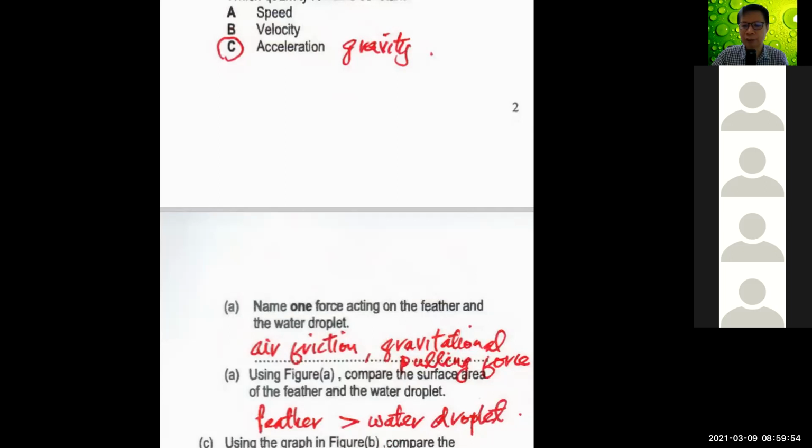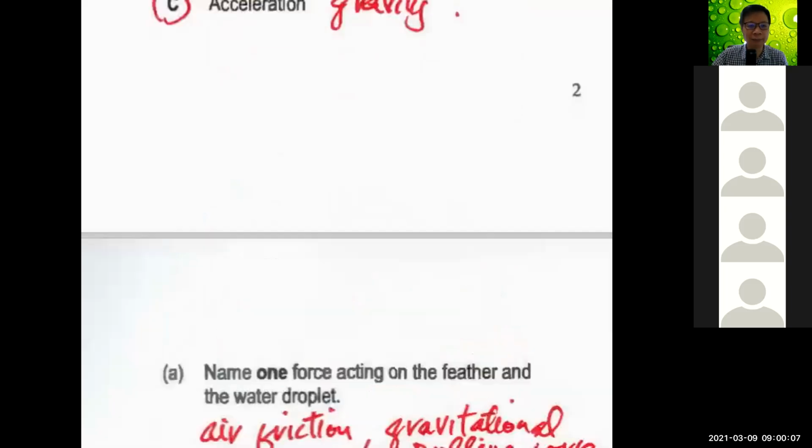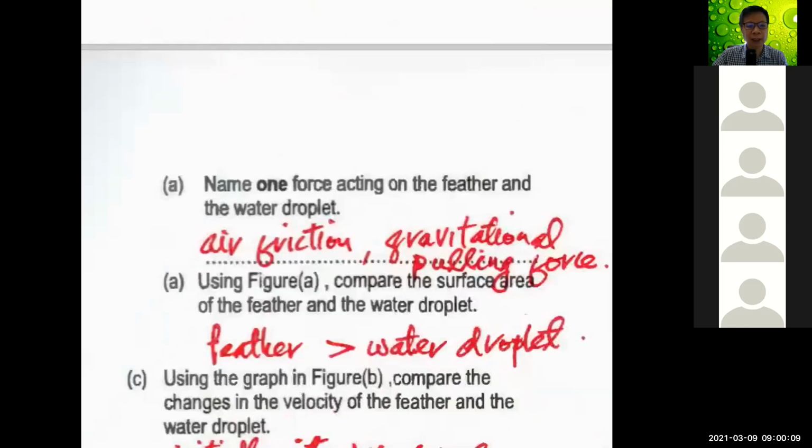Okay. So far, you look at the SPM question, it's not so difficult. Okay, now using the graph, compare the changes in the velocity. This one is a little bit difficult. Okay, how to give the answer? Compare the changes in the velocity of the feather and the water. By looking at the graph, can you give an answer? They ask you to compare the changes in the velocity.